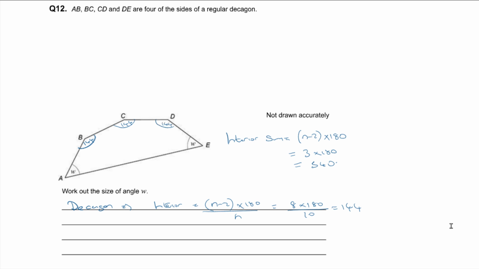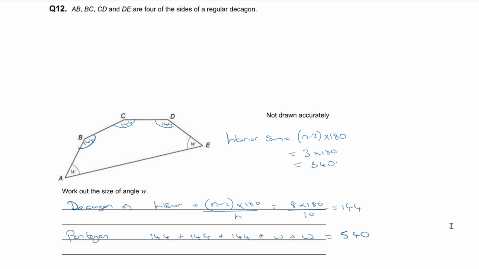Okay, so I know those three, and I know the other two are W. So then I can say in the pentagon, the 5 angles should add up to 540, shouldn't they? So the 144 plus the 144 plus the 144 plus the W plus the W, they're my 5 angles. So they should sum to 540.